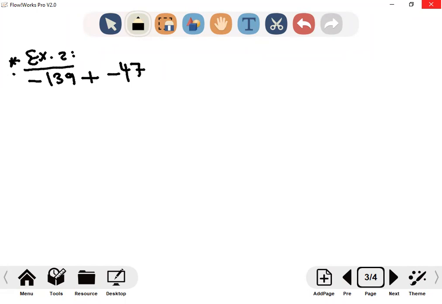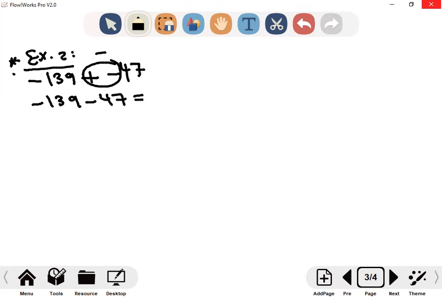Now we ask ourselves, do we have two integers following each other? Yes. We have a positive and a negative here, right? What do we do? Yes, replace them by negative. Good. So we have negative 139, negative 47.